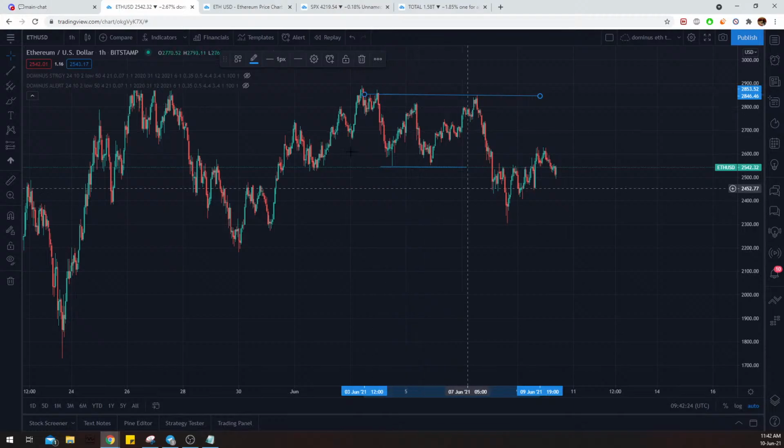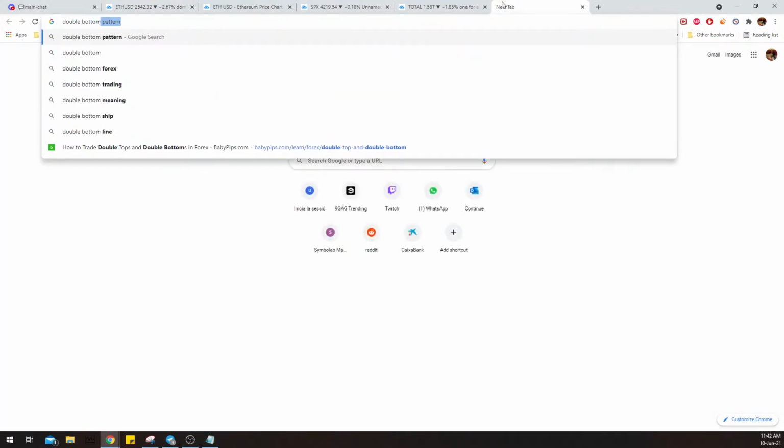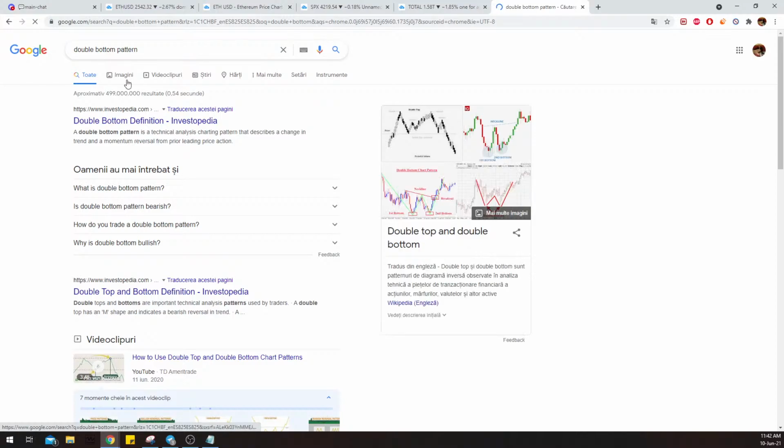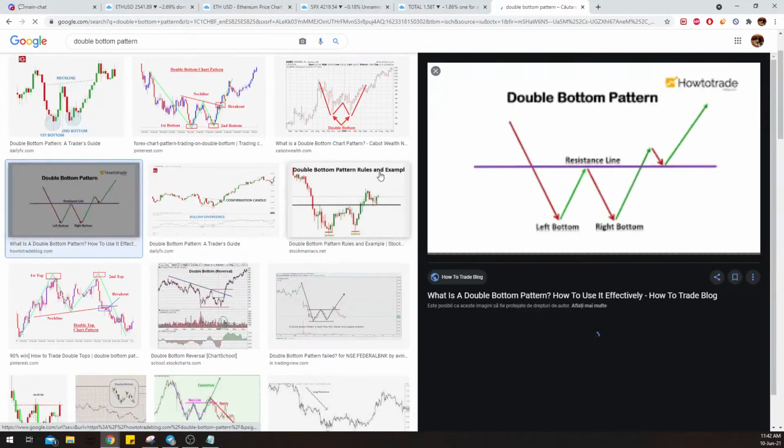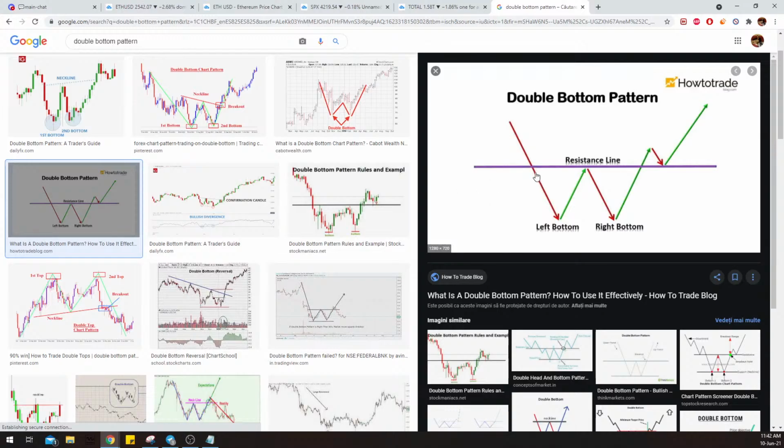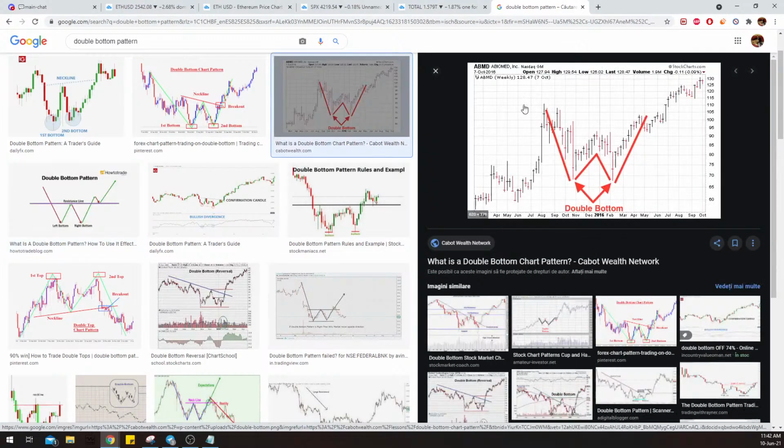And this pattern from here is called the double bottom. It's one of my favorite patterns. So, in this case, if you notice the double bottom, what it does, maybe better like this. You can see that we have the highs. Well, this one. You can see we have the highs. Then we have the middle point, and then we have another high.